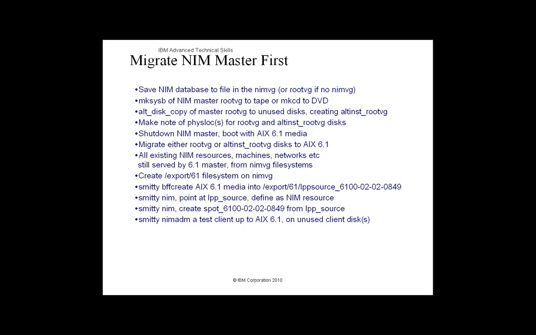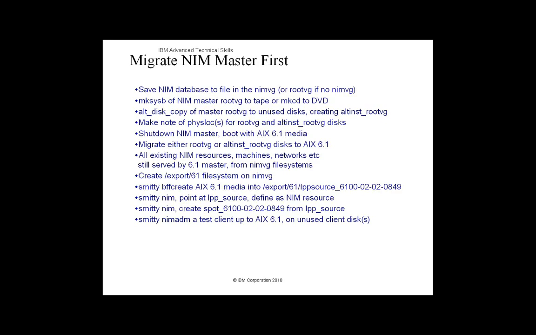Migrating, it says I'm going to keep my existing NIM definitions. All my resources, machines, and networks should still be in the database, and they will still be served by my 6.1 master from the NIM volume group that he already sees on the machine. So migrating up AIX on the root VG should not affect any of my NIM services that I have out there.